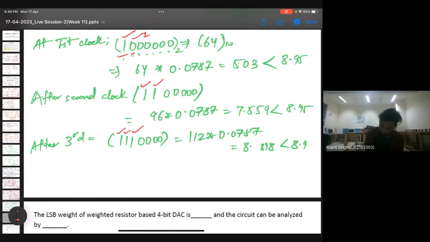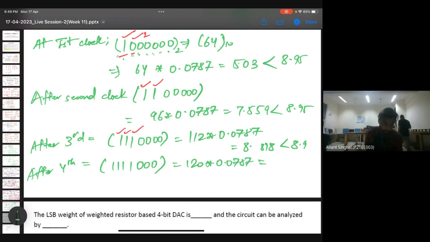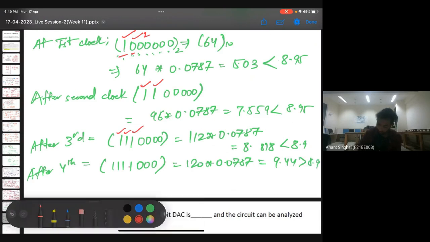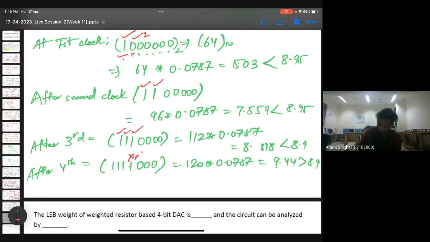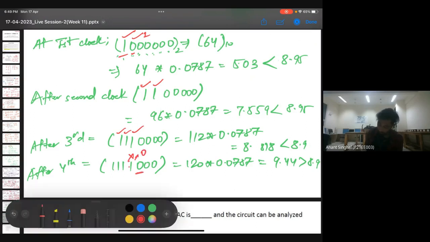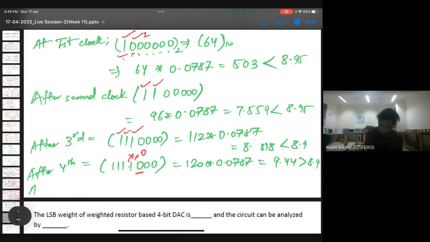So we'll write now for the fourth one. After the fourth, we have 111, then this will be 1. So we have 120 into 0.0787, which will give 9.44, which is greater than 8.95. So this will get reset. This will not be 1, this will get to 0, then this will be 1 at the start of the fifth.